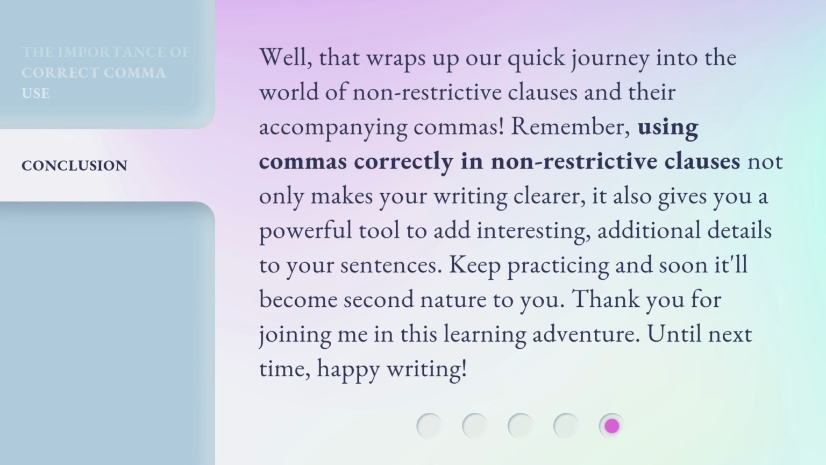Well, that wraps up our quick journey into the world of non-restrictive clauses and their accompanying commas. Remember, using commas correctly in non-restrictive clauses not only makes your writing clearer, it also gives you a powerful tool to add interesting, additional details to your sentences. Keep practicing and soon it'll become second nature to you.